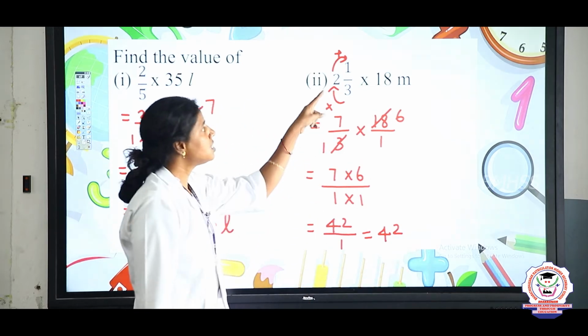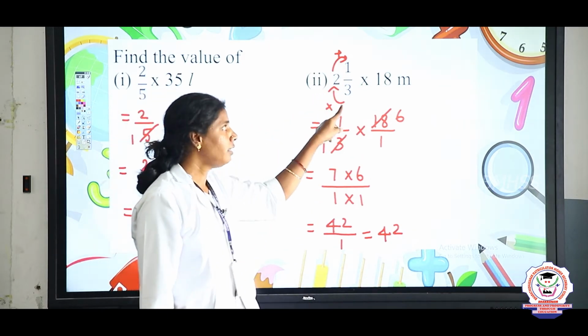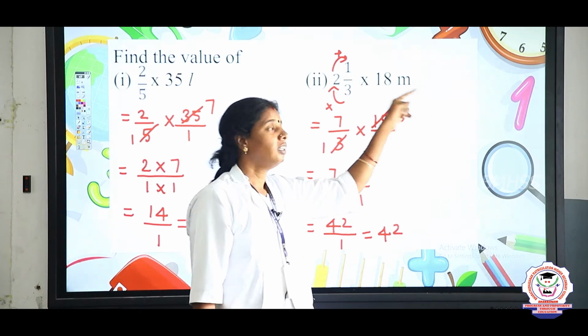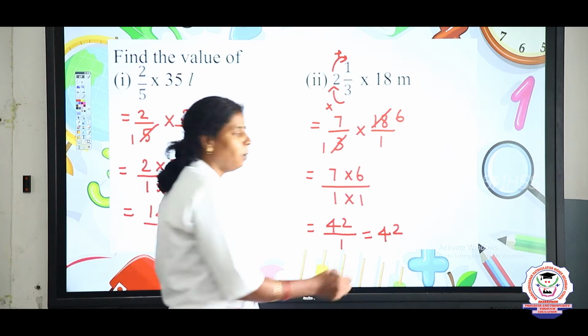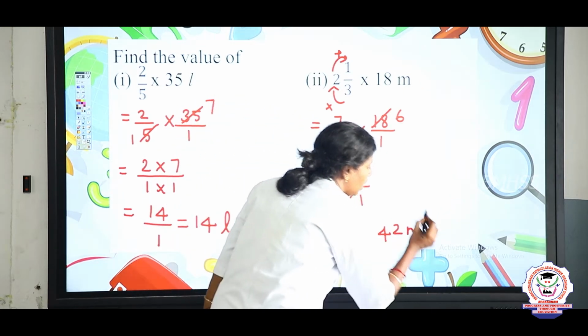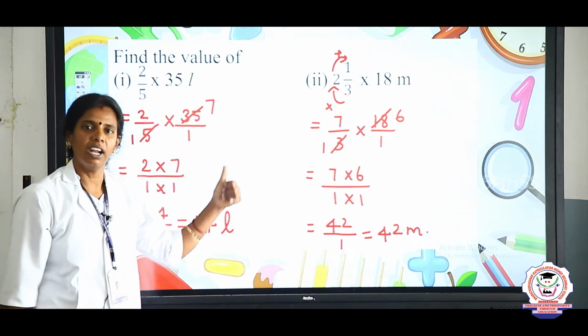See, we found the answer for 2 1 by 3 of 18 meter. In 18 meter, what is 2 1 by 3? Which is 42 meter. So, this we can find in our day-to-day life too, like this, children.